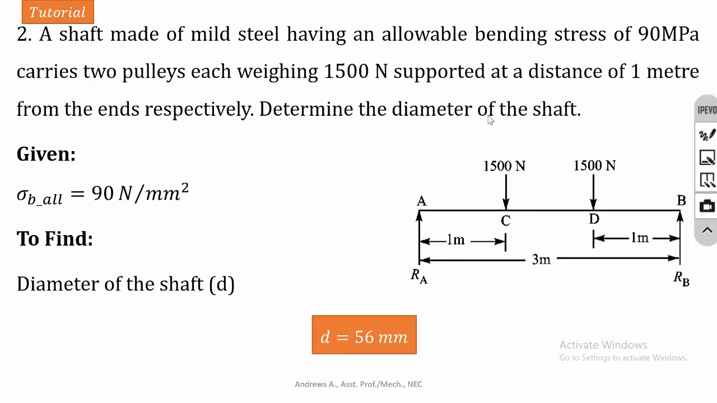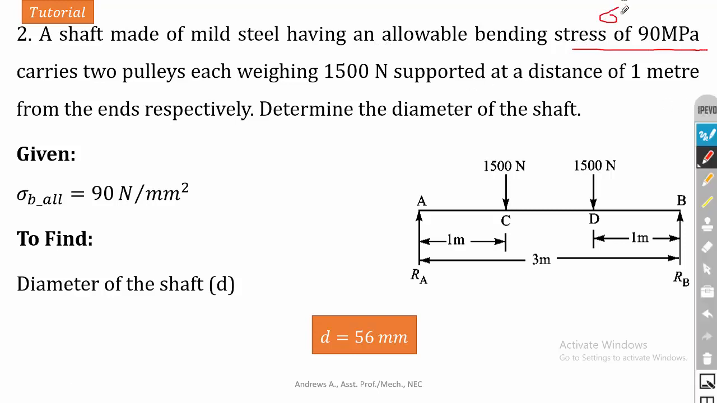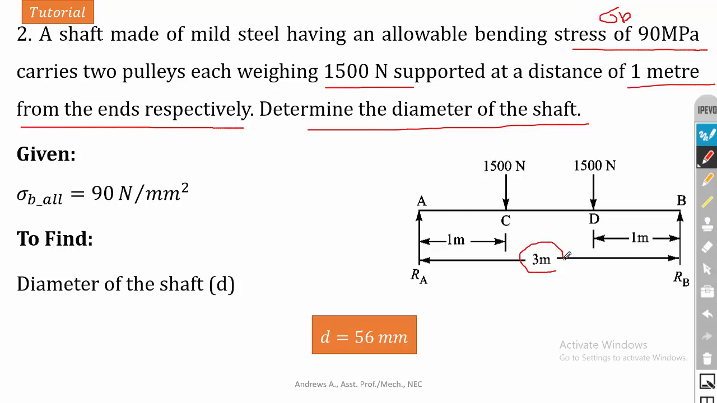The tutorial problem: a shaft made of mild steel having an allowable bending stress of 90 megapascal, so sigma b is given, it is 90 megapascal. It carries 2 pulleys, each weighing 1500 Newton, supported at a distance of 1 meter from the ends respectively. Determine the diameter of the shaft. You can see the image. It is supported at 2 ends, A and B, and the overall length is 3 meter. Then it carries 2 pulleys of weight 1500 Newton at a distance of 1 meter from each end.